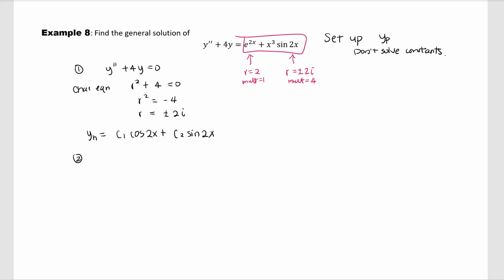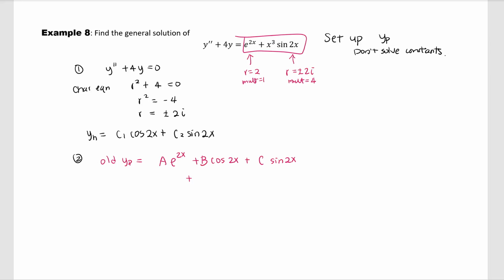Okay, so for our old YP, every time I put OYP, you know there's a new YP. The general form corresponds to e to the 2x, a e to the 2x. And the general form corresponds to plus or minus 2i with multiplicity 4. You start with cosine 2x and sine 2x. They always appear as pairs, and then you keep multiplying by x.